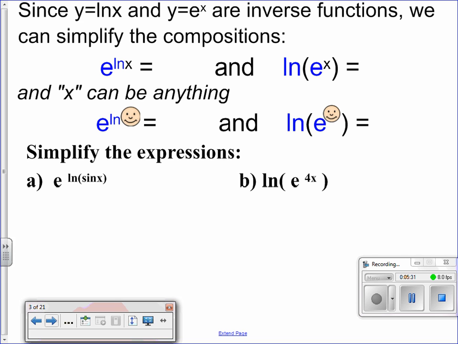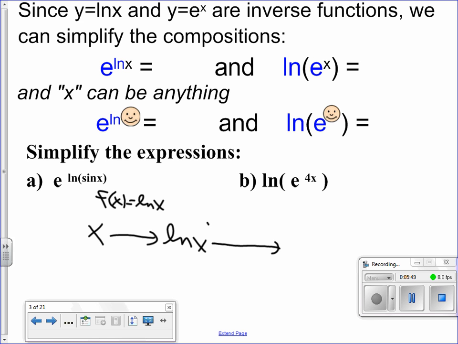All right, we're taking x, plugging it into the function. Let's say the function is the ln of x. So we're going to get the ln of x here, because we're taking x and plugging it into the ln of x. And we're going to take that value and plug it into the inverse, which is e to the x.